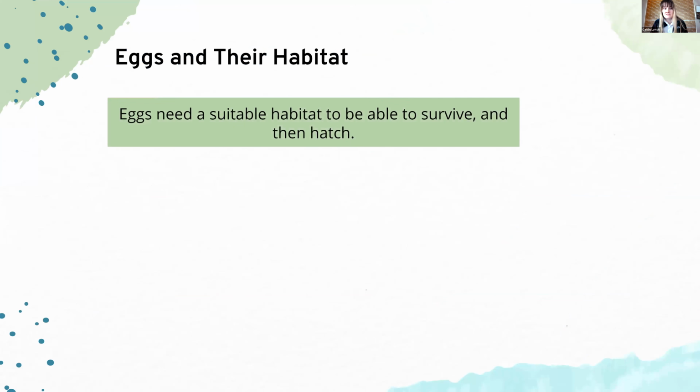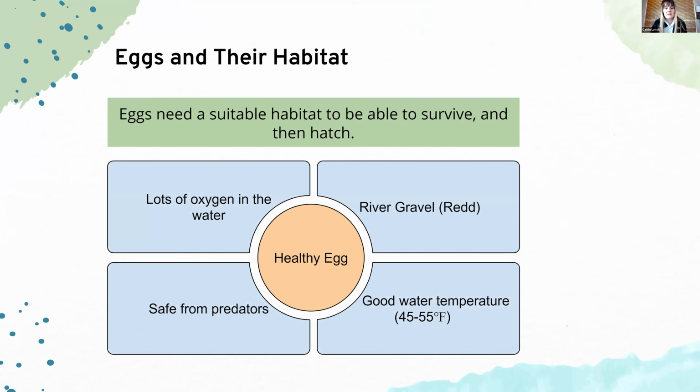And with our eggs, it's really important that they have a suitable habitat to be able to survive and then hatch. So this is super important that we make sure that the eggs in our tank or just in the wild have enough to survive and hatch successfully. A healthy egg will have these four different things. They'll need lots of oxygen in the water. This is to make sure that they develop properly.